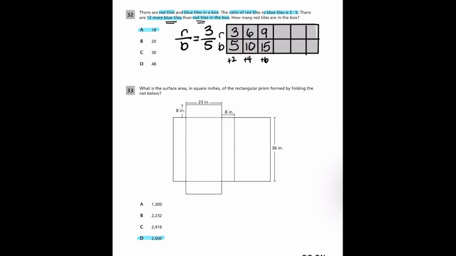So some kids kind of just fill it out. So 3, 6, 9, 12, 15, 18, 5, 10, 15, 20, 25, 30. All right, let's find the differences. 12 and 20. So I have 8 more blue tiles here. Getting closer. I have 10 more blue tiles. And here is where I have 12 more blue tiles. I want to write that nice and neat.